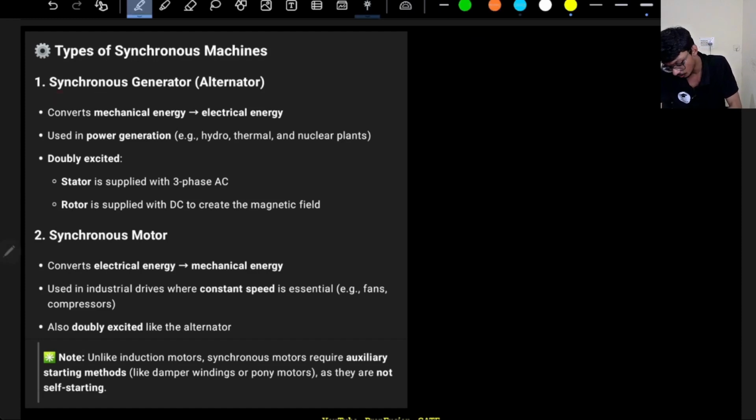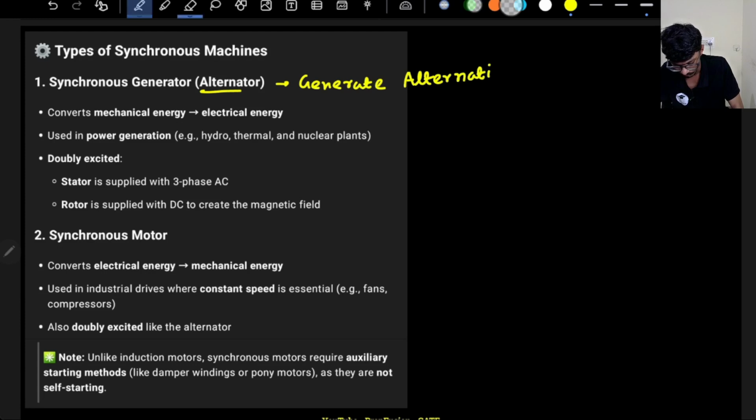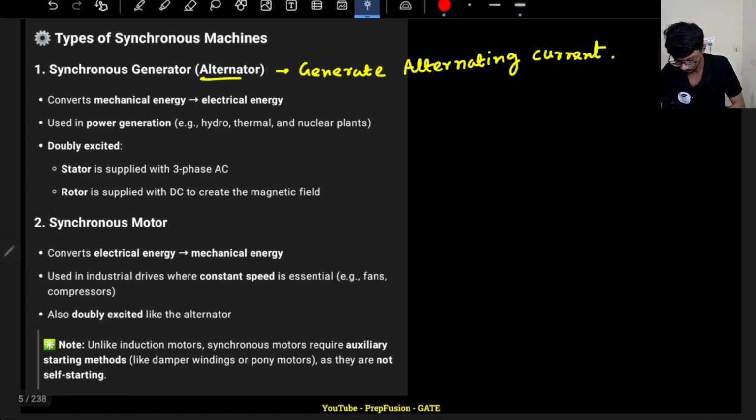So synchronous generator, also called an alternator. Why are they called alternators? Because they generate alternating current. Simple, right? They are able to generate AC current, that's why alternating current. We convert mechanical energy to electrical energy.